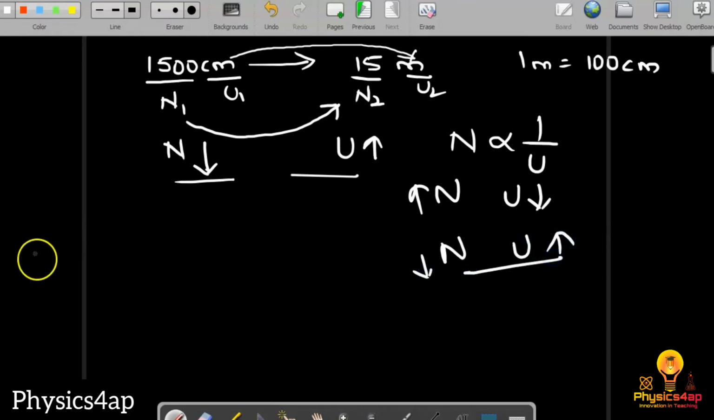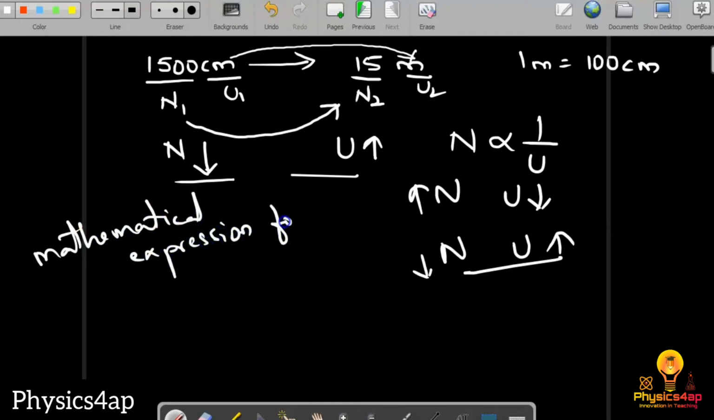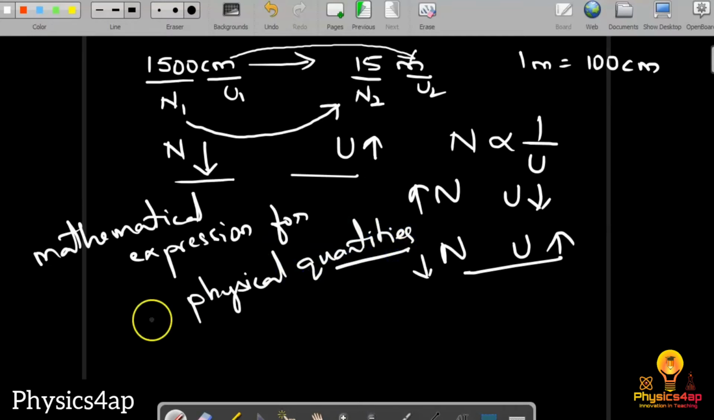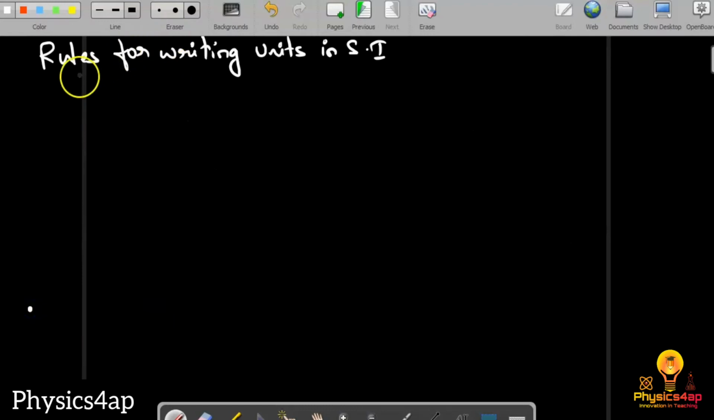This is what we call the mathematical expression for physical quantities. Okay, so this is a mathematical expression for it. Now let us see the rules for writing the units in SI. So let us see the rules for writing it.